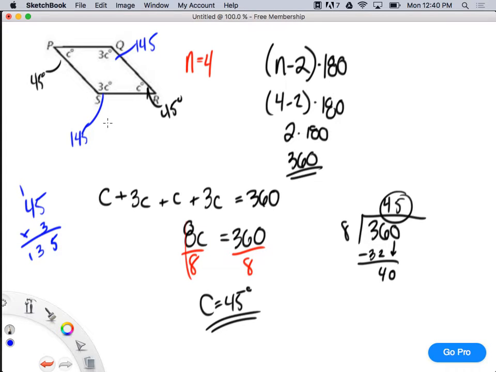You had a question, Olivia? Which one do you do, the n minus 2, or do you do c plus 3c plus c? No. N minus 2 times 180 gives me the sum of the interior angles. So the sum of the interior angles is equal to 360, which means they all add up to 360. Does that make sense to you guys? So that's how I could apply algebra.